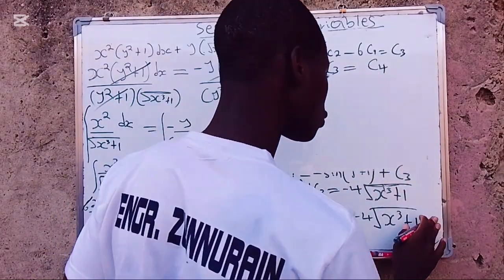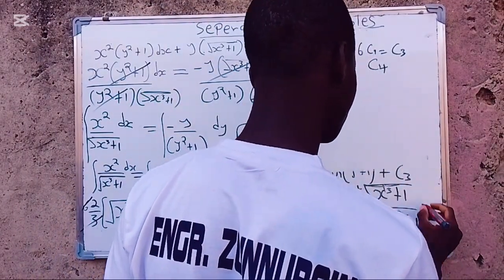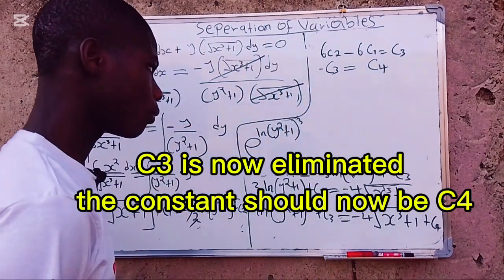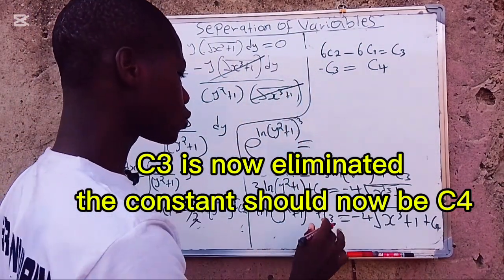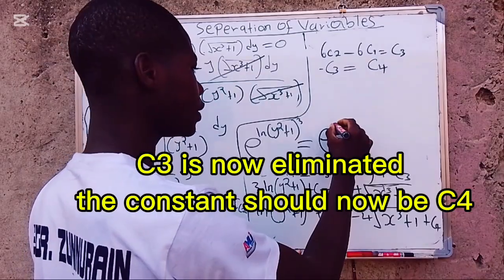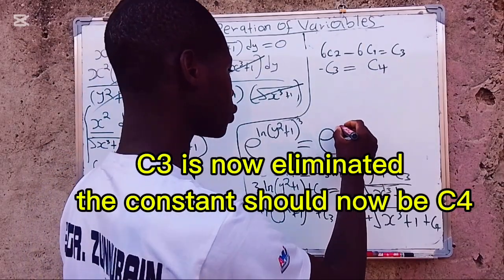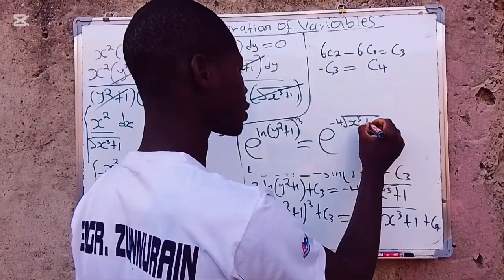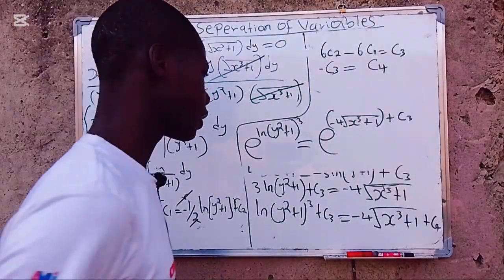It's the same thing as this. So therefore this should now become plus c4. So this should now be equal to, I also have to take e to the function, the exponential function of negative 4 into the root of x cubed plus 3.